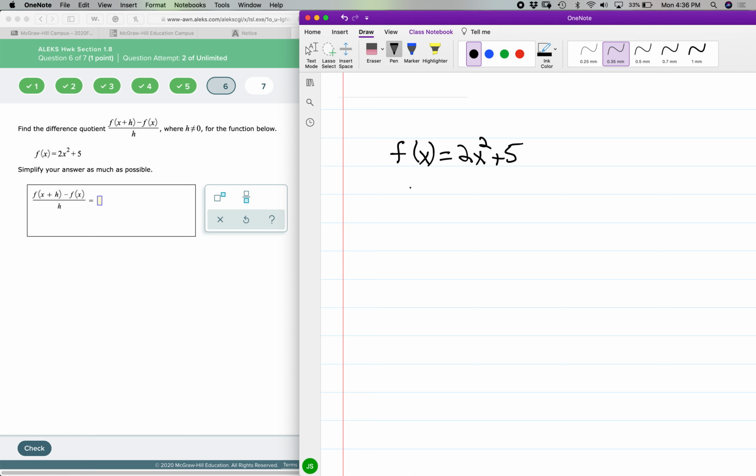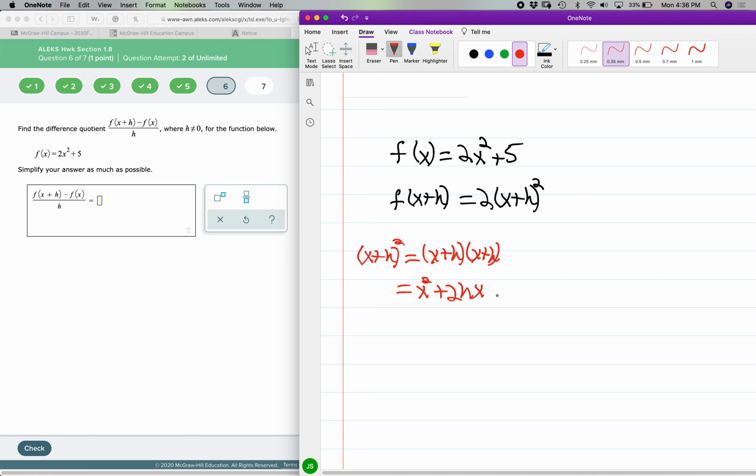Now for f of x plus h, we're going to have 2 times the square of x plus h. And I will mention, with x plus h squared, we have x plus h times x plus h. So we have x squared, plus hx twice, so this will be 2hx, plus h squared. And so in the follow through, you have 2 times the square of x plus h, followed by the addition of 5.